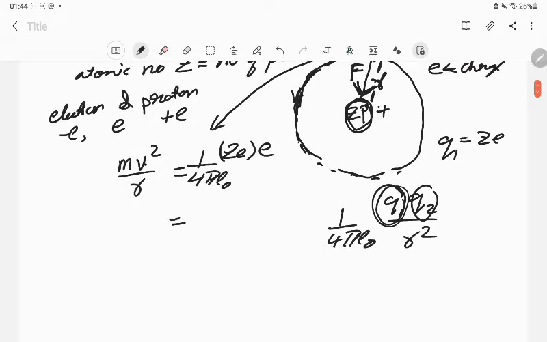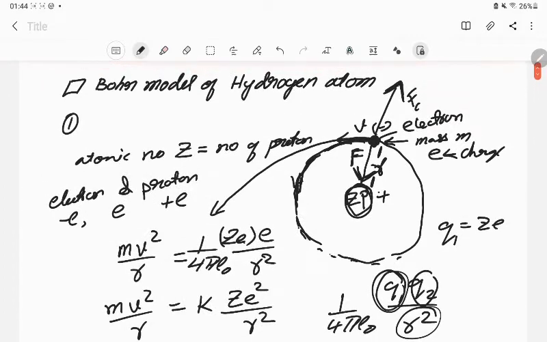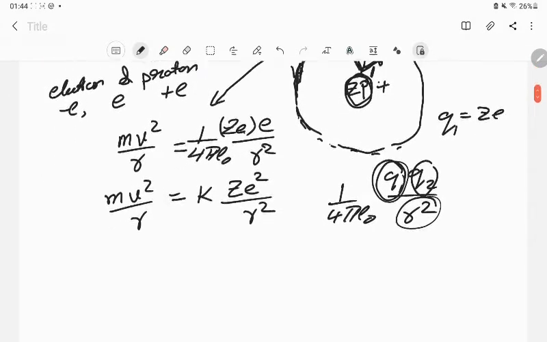So this 1 by 4 pi epsilon naught, here we have r square, r is radius. 1 by 4 pi epsilon naught you can write as k, because this is a constant. So it will become k Ze into e by r square, that is, mv square by r equals kZe square by r square. So this is the first postulate of Bohr model of hydrogen atom.